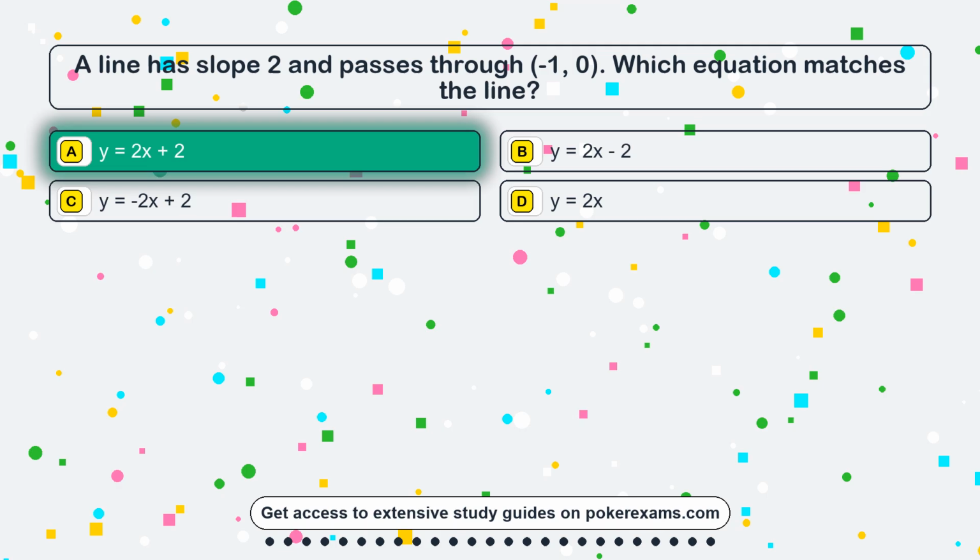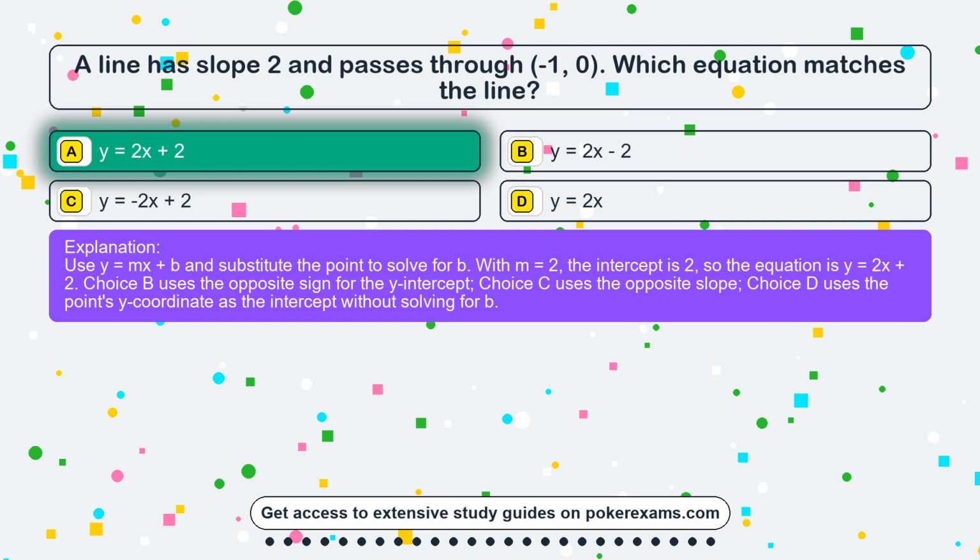The correct answer is option A, y equals 2x plus 2. Use y equals mx plus b and substitute the point to solve for b. With m equals 2, the intercept is 2, so the equation is y equals 2x plus 2. Choice B uses the opposite sign for the y-intercept, choice C uses the opposite slope, choice D uses the point's y-coordinate as the intercept without solving for b.